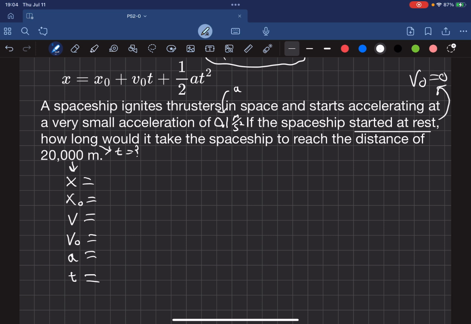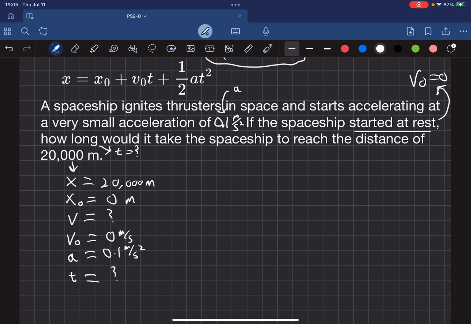So we've read the problem. Now we're going to do the step of identifying the variables. Final position is 20,000 meters. Initial position wasn't explicitly stated, so it's 0 meters. Final velocity was not said. Initial velocity was 0 meters per second. Acceleration, 0.1 meters per second squared. And time is a question mark and is in fact what we are looking for.